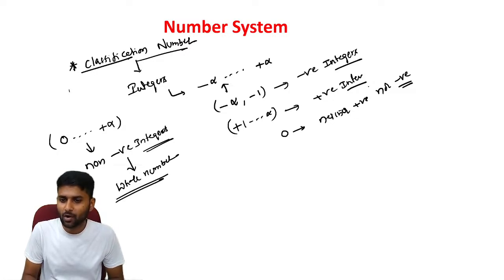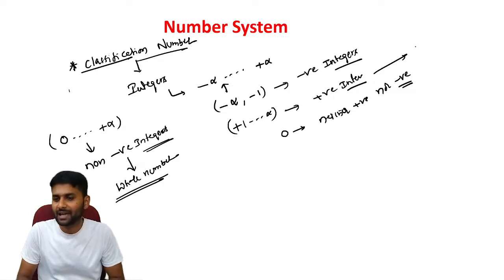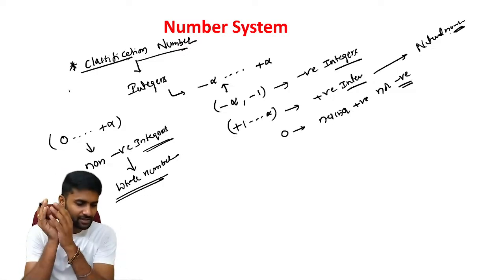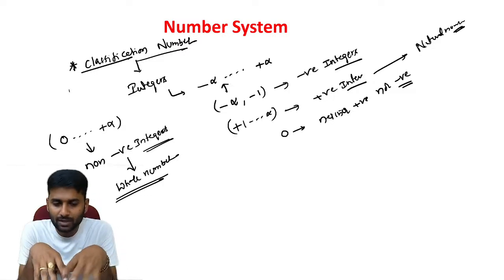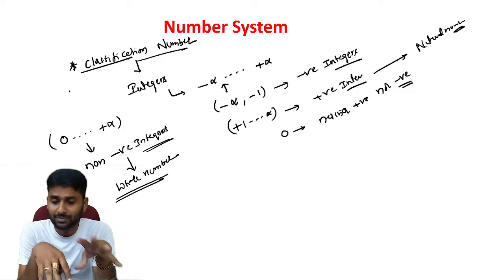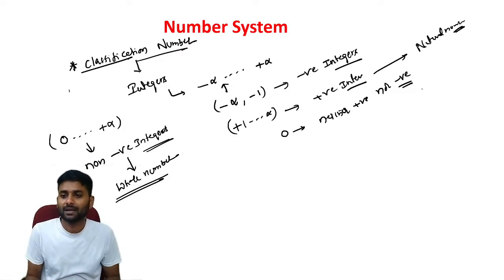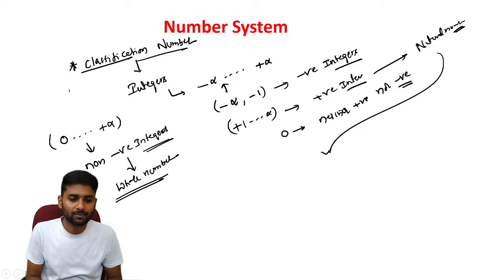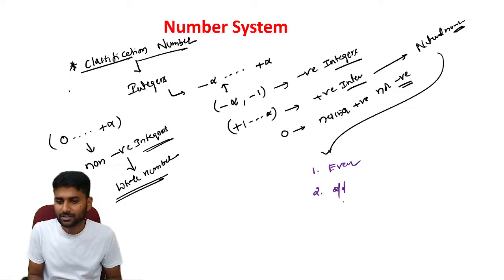In the same way, all the positive integers we can define as natural numbers. And you know the basic information: all natural numbers are whole numbers, but we can't say all whole numbers are natural numbers. Again, if you pick natural numbers or positive integers, we can classify them into four sets: even numbers, odd numbers, prime numbers, and composite numbers.